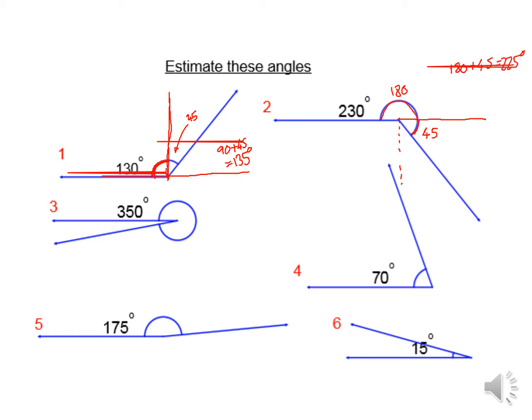So normally if you're estimating, you'd have quite a big range. You could probably have plus or minus 10 or even 15 degrees. So you don't have to be exact. That's why this is quite a nice topic. You just have to be close-ish.